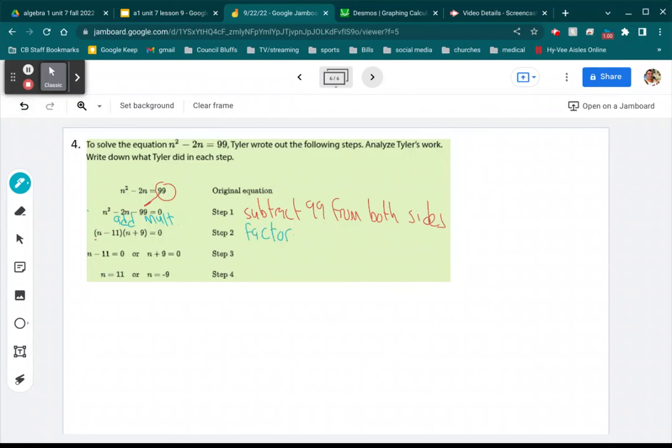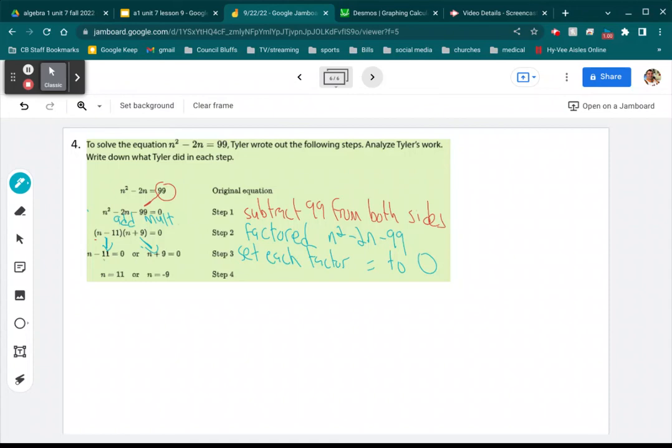So he factored n squared minus 2n minus 99. He factored and got n minus 11 and n plus 9. Step 3, it looks like he took each factor and set it equal to 0. N minus 11 equals 0, and n plus 9 equals 0. So set each factor equal to 0. And then what did he do in step 4?